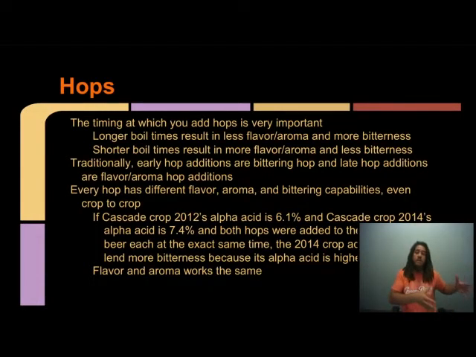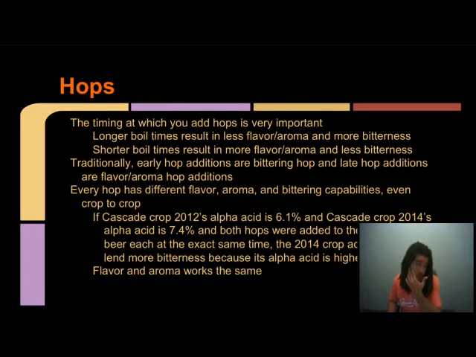So imagine I have a boil here, and another boil here. I have Cascade 2012 hops, 6.1% alpha acid, and hops from 2014, 7.4% alpha acid. At the exact same time in the boil, I add both of those hops, the same amount, to the same beer. The 2014 crop would lend more bitterness because the alpha acid is higher than the 2012 crop. Same hop, same amount, same boil, same time, everything. The higher the alpha acid, the higher the bittering capability you're going to get from that hop.